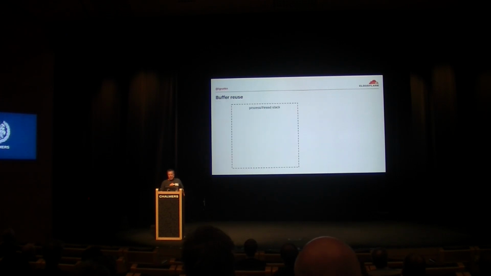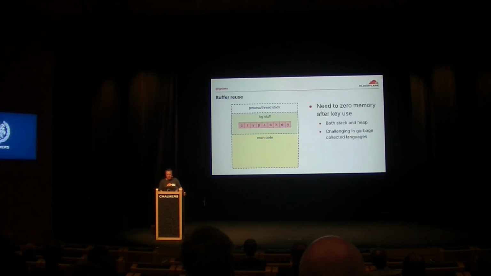What happened here is you have the process thread stack, you have the main code, then you call your encrypt or decrypt function, and you get your cryptographic key and put it on the stack, right? You finish decrypting data, the function exits, but the key stays. The next time the log function takes over, it has access to the same memory and accidentally leaks it, right?